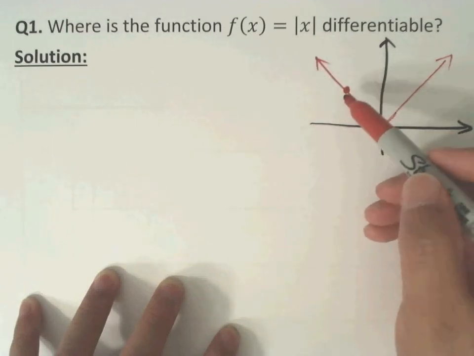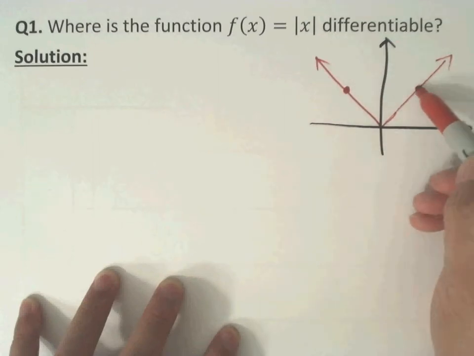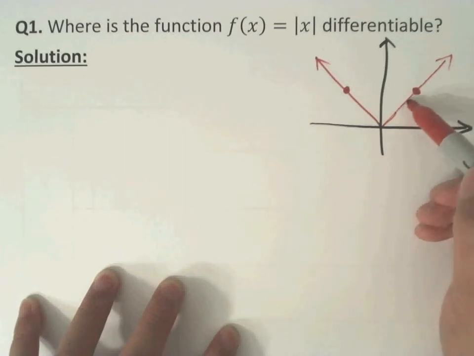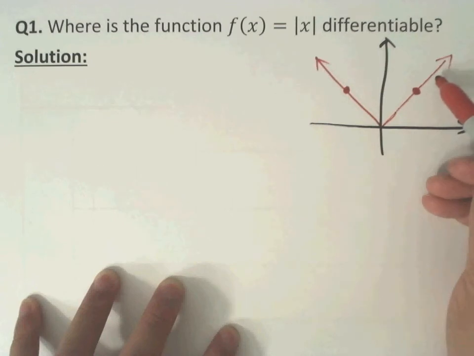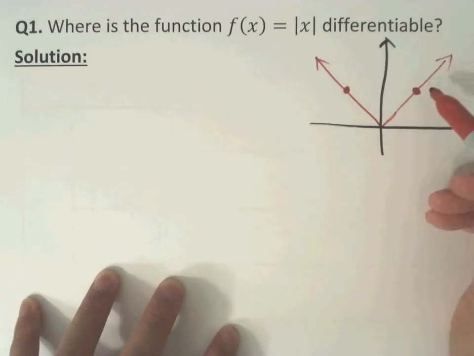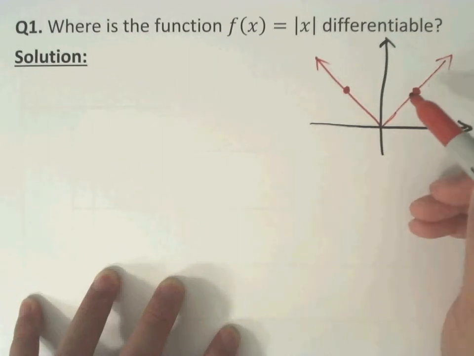How about the right side? Given any point, do you think it is differentiable? Does the derivative exist? Yes. Why? Because the slope is this, right? The tangent line is the line itself, so the slope is 1, which means the derivative exists.